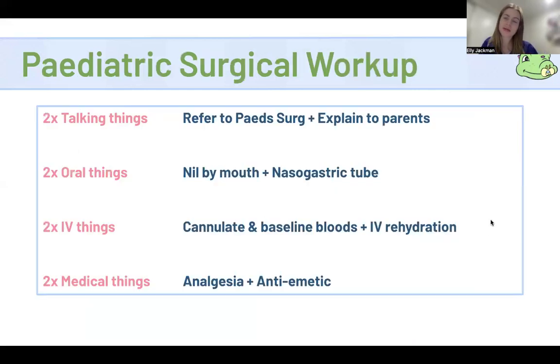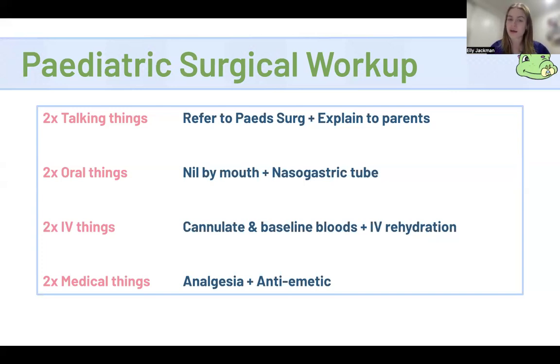We've got a quick overview here of some things to consider in a pediatric surgical workup. This is probably more relevant for your apexes rather than written exams, but just provides a good framework for things to consider, along with your more definitive management that's specific for each condition. So you've got your two talking things, two oral things, two IV things, and two medical things. You're making sure you're saying you'd refer to Ped Surg and explain to the parents, which is an important step in any pediatric condition.